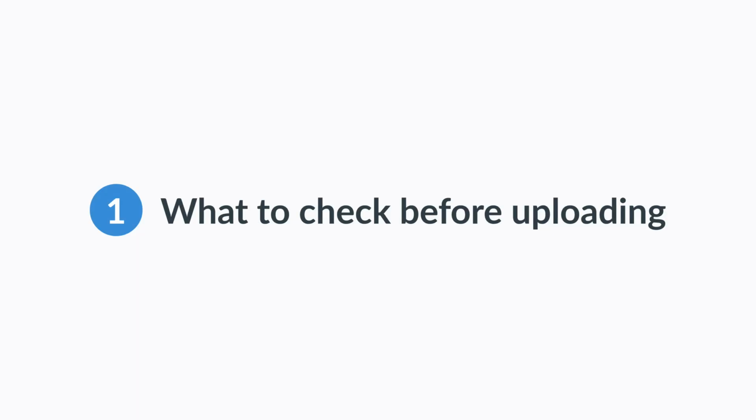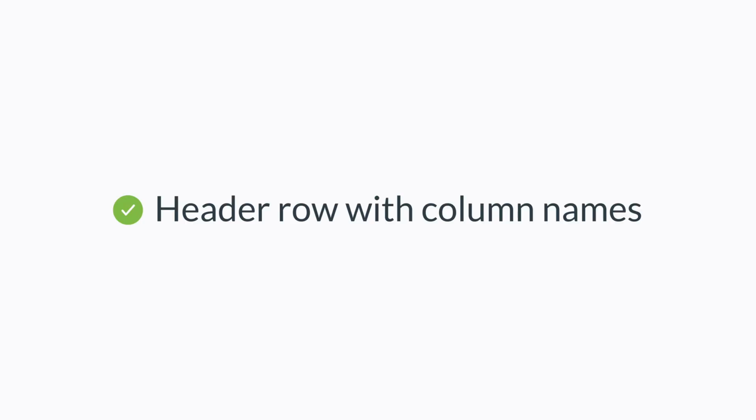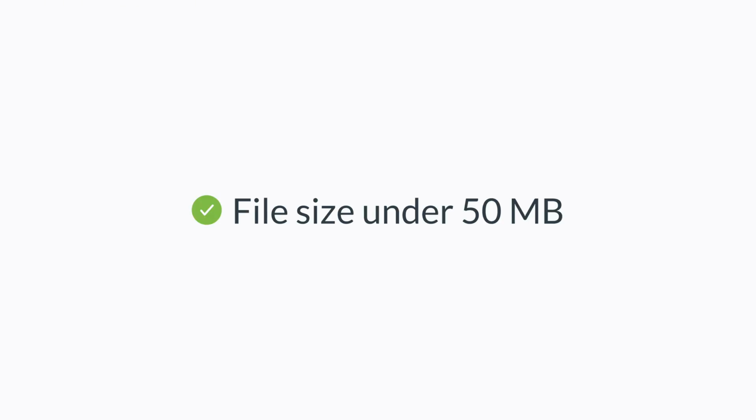Alright, before you upload the CSV, there is a quick checklist to go through. Number one, make sure your file has a header row. That means the first row should contain the column names. Number two, check the file size. It needs to be under 50 megabytes. If it's bigger, just split it into smaller parts.